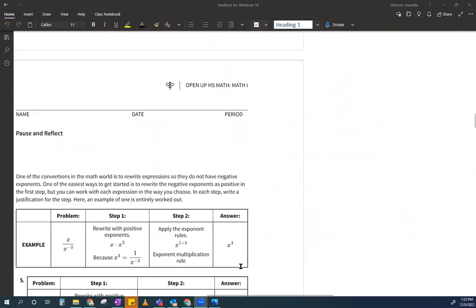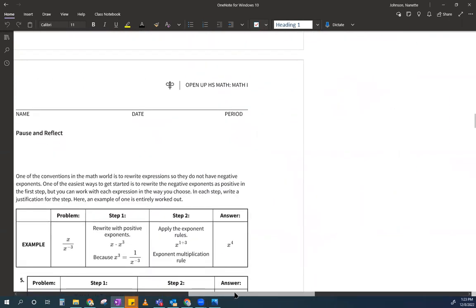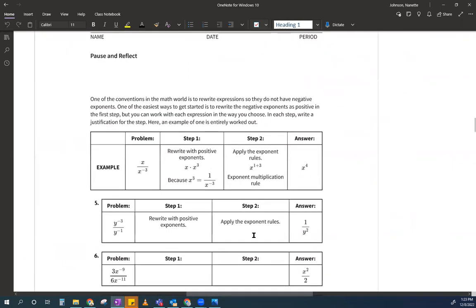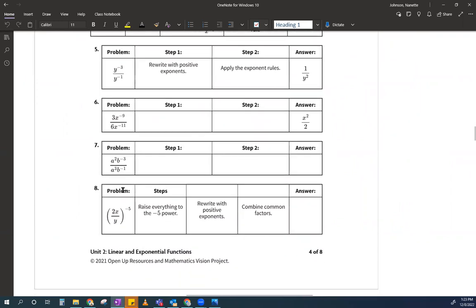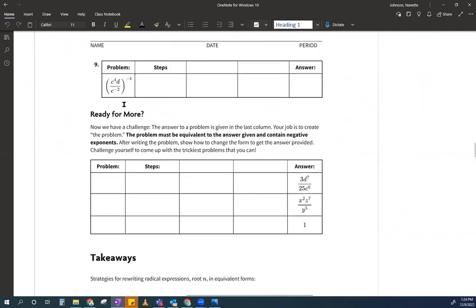Okay, so for the rest of this activity, it's just more of you practicing. Some of them are with exponents that are negative. I really want you to take your time with each of these to see if you can do them on your own. Okay, so very good job, very hard work that you all put in today. I appreciate it greatly.